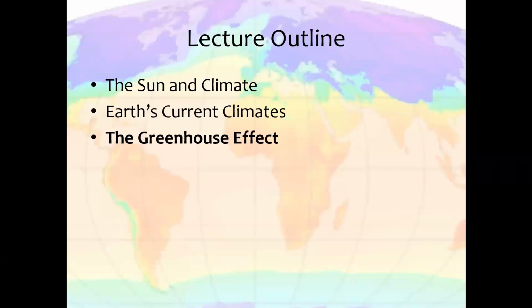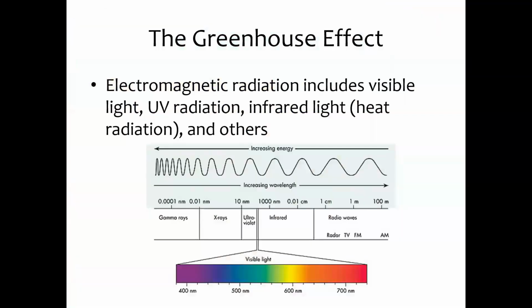Let's talk a little bit about the greenhouse effect, which is another important influence on Earth's climate. To understand the greenhouse effect, we have to know something about what electromagnetic radiation is. That is any type of radiation which involves electromagnetic forces, which involves photons, if you've learned about those in physics. And it includes visible light that you can see.